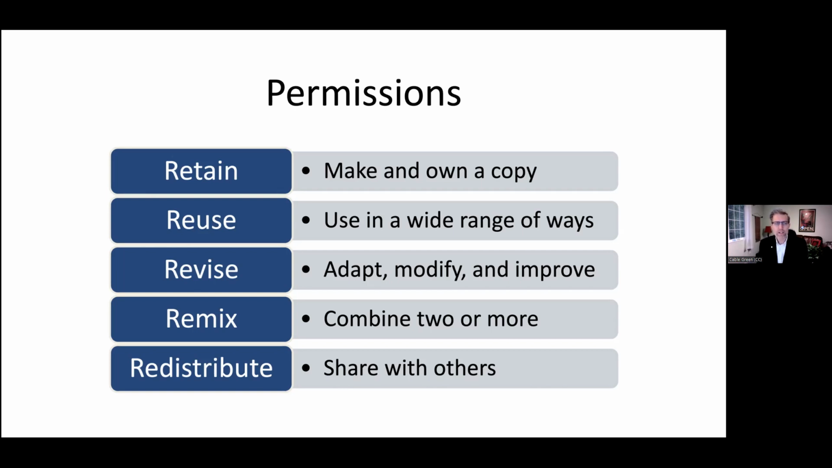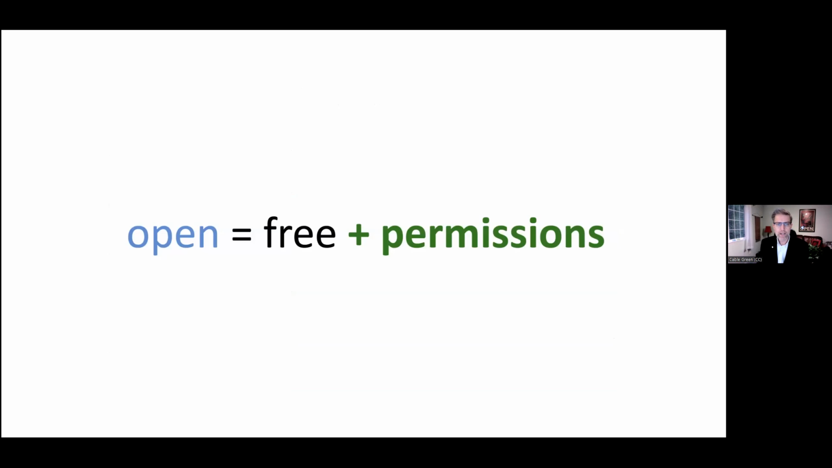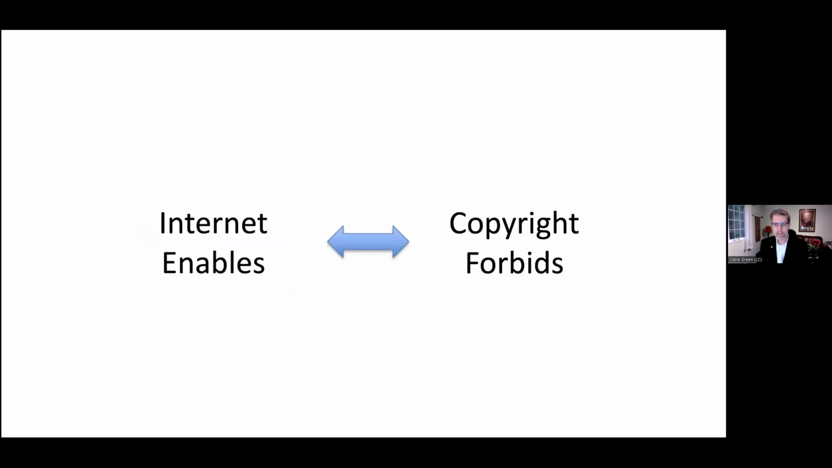And then the last right is the right to redistribute. So maybe I took that work that was in Mandarin Chinese, I translated it into French, and now I want to share it. I want to share that translation. That's also a legal right that I need. These rights, retain, reuse, revise, remix, and redistribute, are prohibited by copyright law. So back to this slide here. Copyright forbids those activities unless you explicitly have the legal permissions to do so.